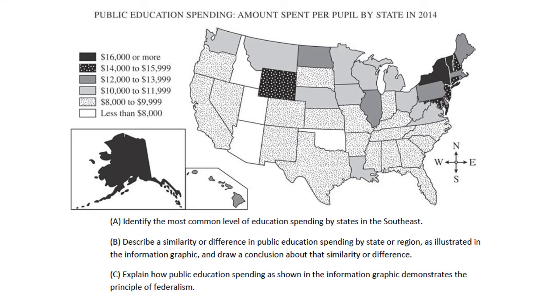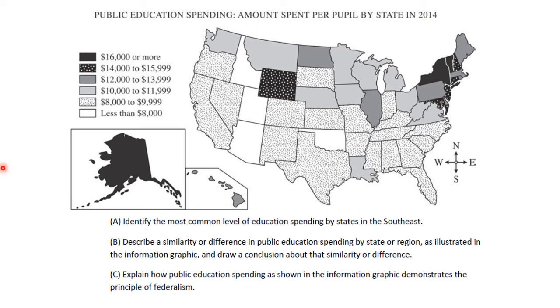Okay, so I want to actually take you guys through a practice free response question, a practice FRQ, and show you how to make the outline and exactly what the question's supposed to look like. Okay, so here's our piece of data. We've already seen this today. You've got a map of the United States showing public education spending, the amount spent per pupil by state in 2014. All right, so here's your question.